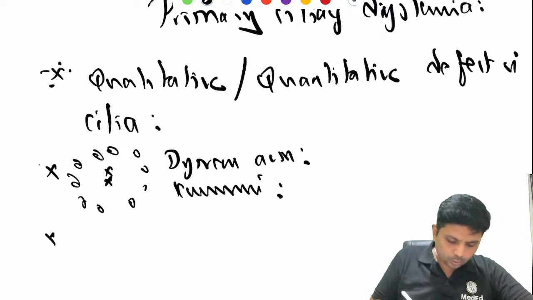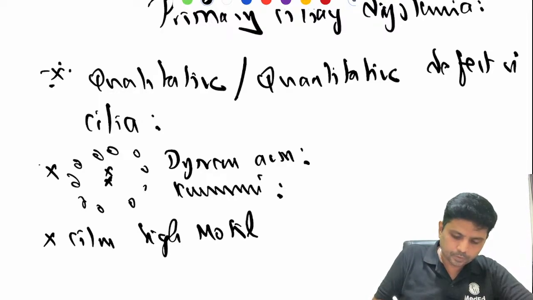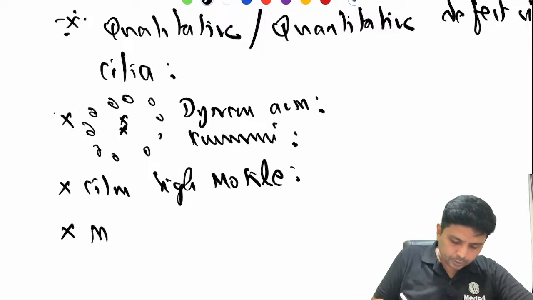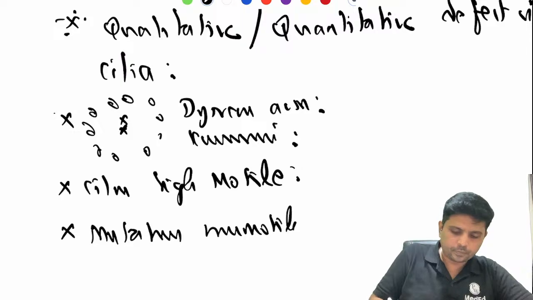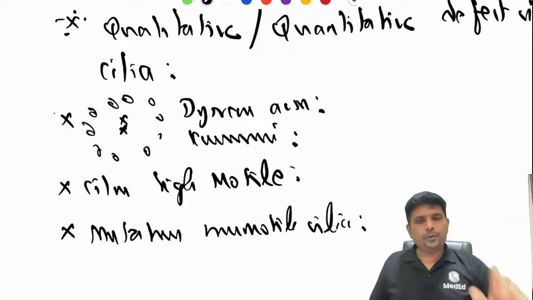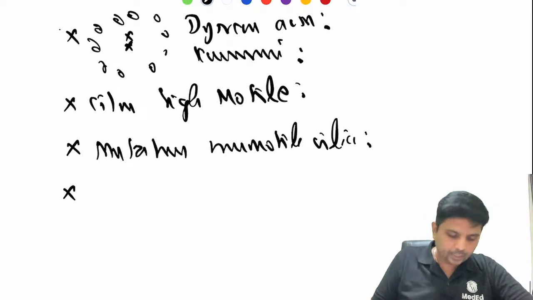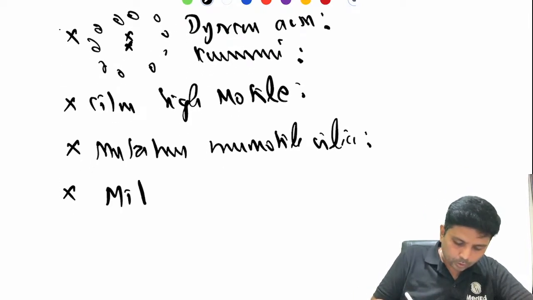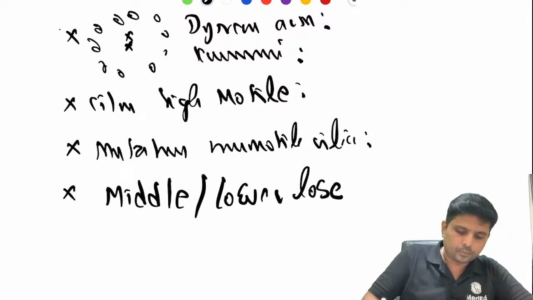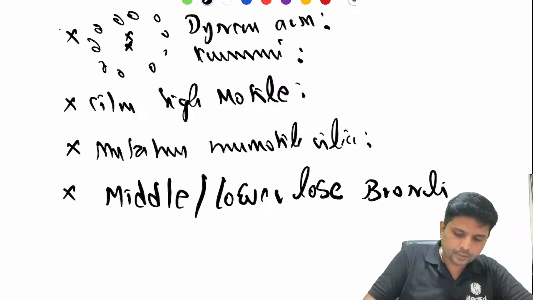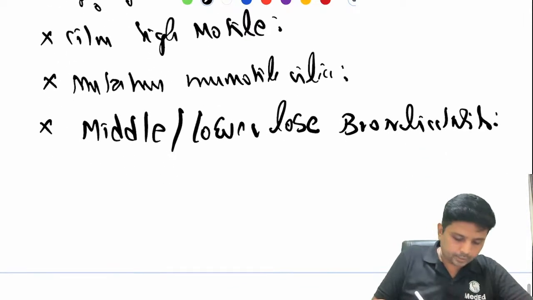Okay. You all know that cilia is highly motile. When you have any of these mutations, you will have immotile cilia. Immotile cilia leading to what? Middle and lower lobe bronchiectasis.